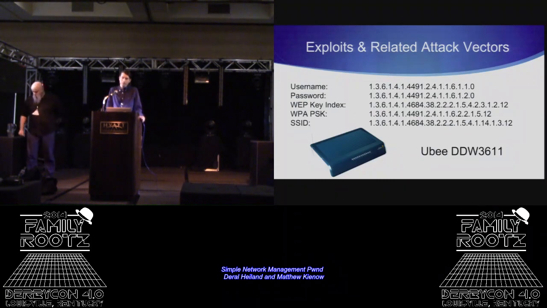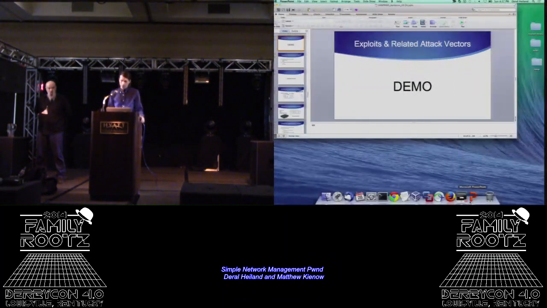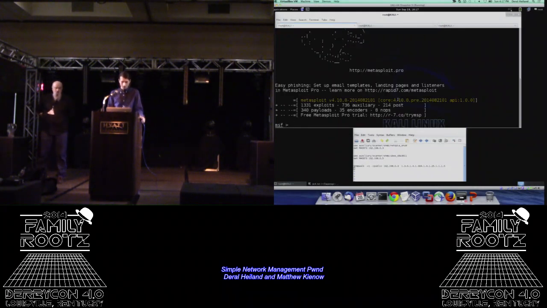The Ubee DDW3611 also has the same wireless exposure of information. In addition, here we have the username and password for the device interface being exposed. Let's do a quick demo of this. During that research, the process often involved using snmpwalk, and you're dealing with large dumps of information, and often the values we were interested in would jump out at us. But we wanted to save everyone some time since we already did the research, and we built some SNMP scanner modules for Metasploit so everyone can have fun if they encounter these devices.